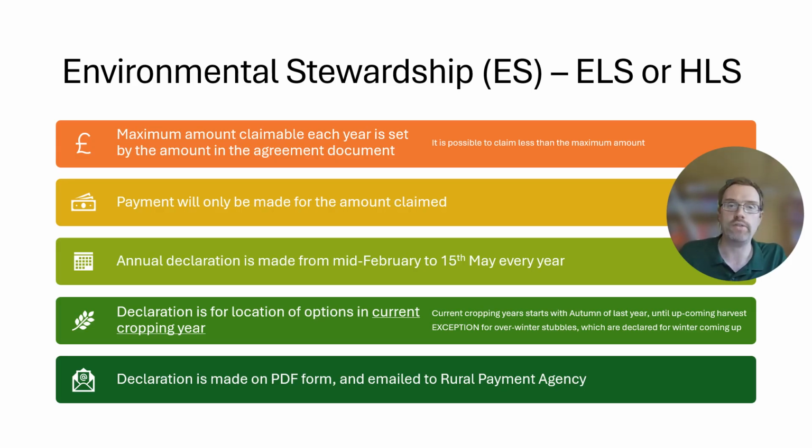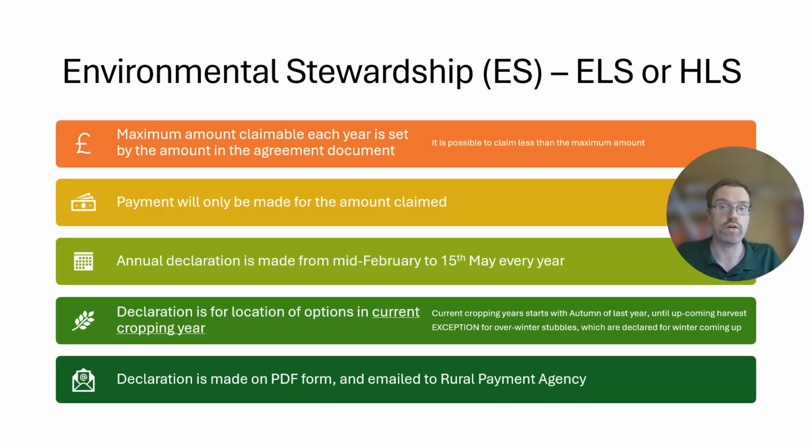The key thing about the ELS and HLS scheme is that the declaration that you make in your rotational options is for declaring the location of those options in the current cropping year. In other words, these are the things that you have put in the current cropping year from the autumn that's just gone through to harvest that's coming up. Assuming that you're making this declaration in May, this would be for the cropping year that started last autumn, and it will finish with the harvest coming up.